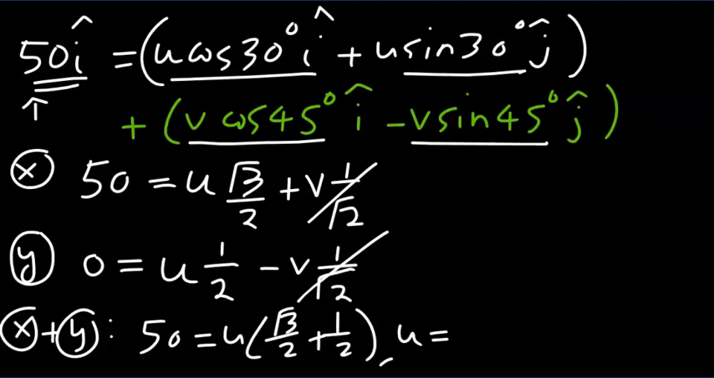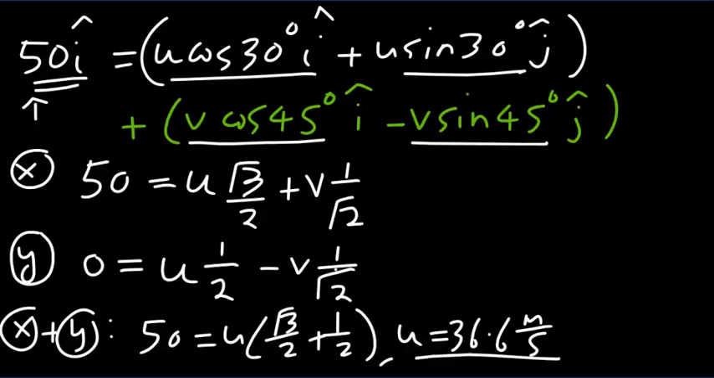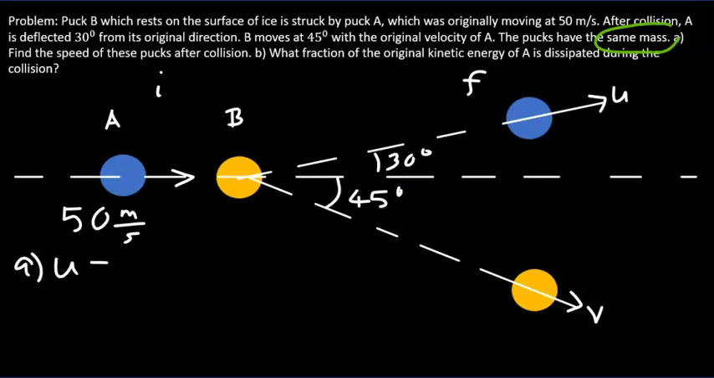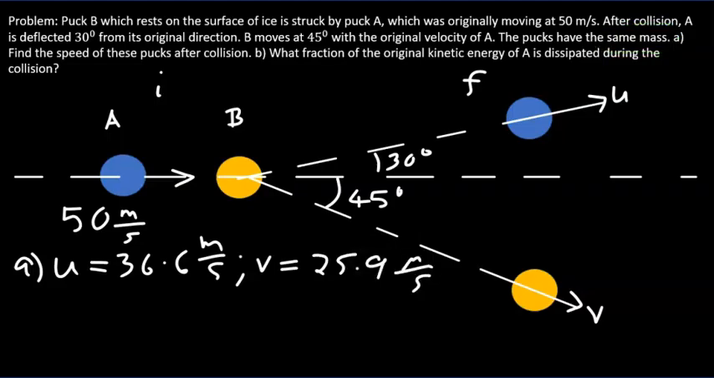When you do that, you get 36.6 meters per second. So that represents the speed of puck A after collision. Now putting this solution into this equation, you can get v. And when you do that, you get v to be 25.9 meters per second. And that is the speed of puck B after collision. So there we have it. For part A, u is 36.6 meters per second and v is 25.9 meters per second.